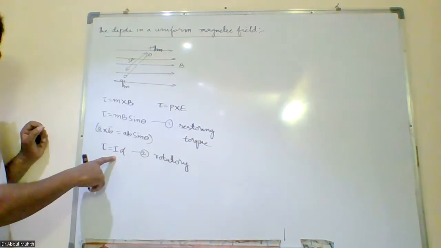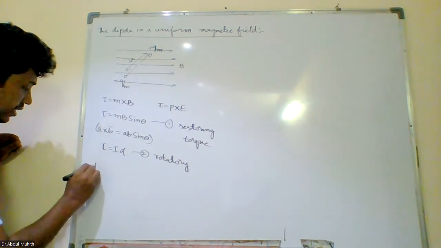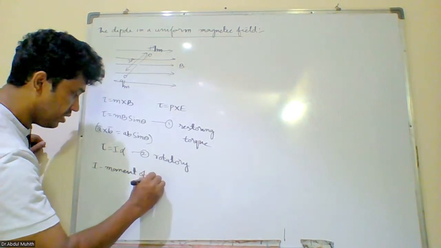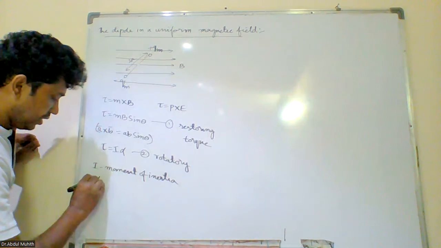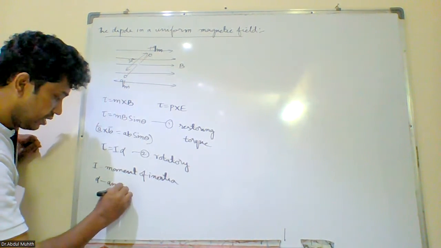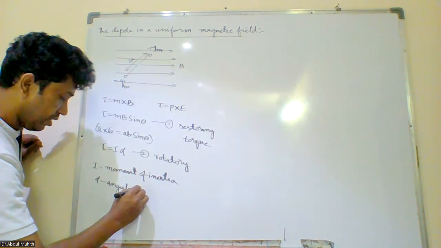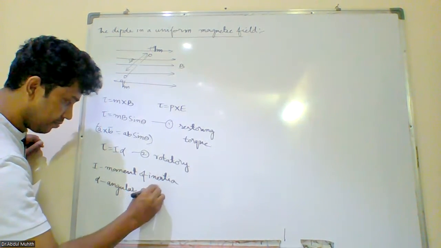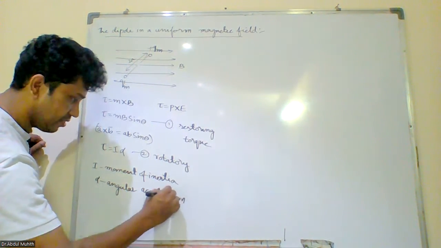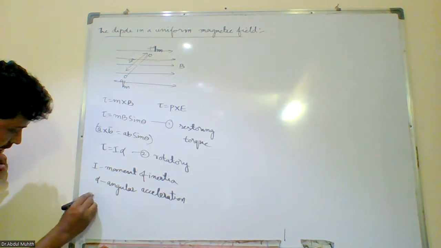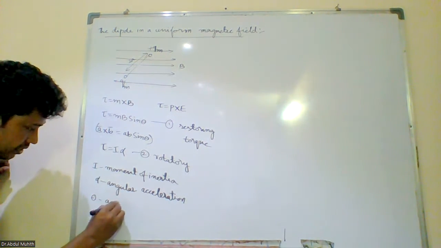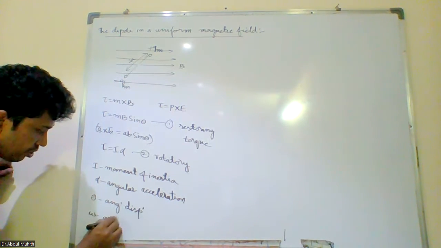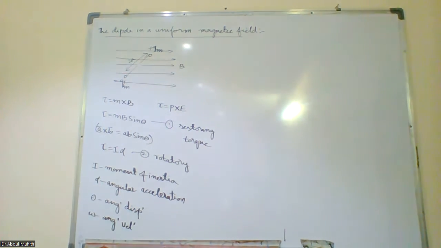What is I here? I is moment of inertia. And what is alpha? Alpha is the angular acceleration. Theta is angular displacement. Keep that in mind. Theta is angular displacement, omega is angular velocity, and alpha is angular acceleration.